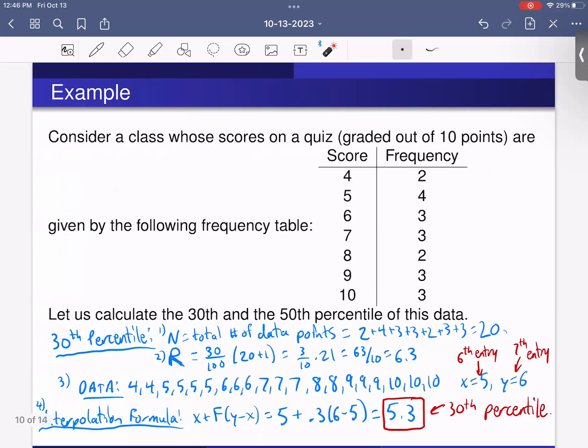Other questions? Yes, I have a question. Yes, Alan. I think in the first example we saw that our data lies between a 6 and a 6. No, I think in the first example, it should be between a 5 and a 6, because it's the 6th entry and the 7th entry. So the 6th entry is 5 and the 7th entry is 6. Oh, all right. Okay, no problem. Other questions?